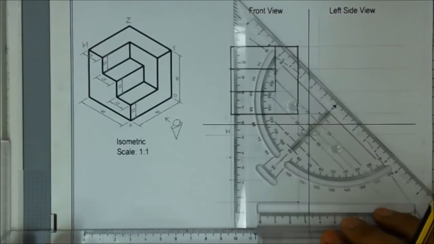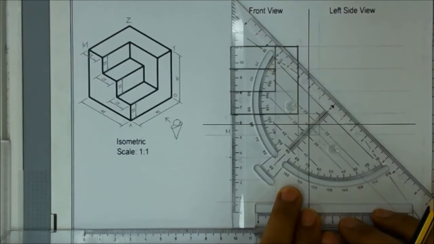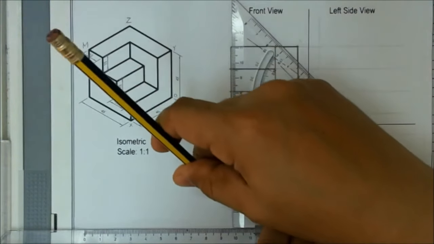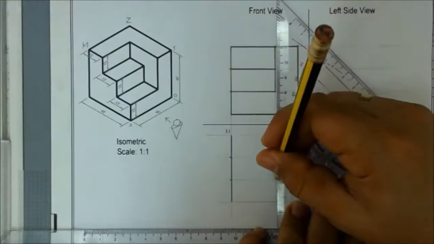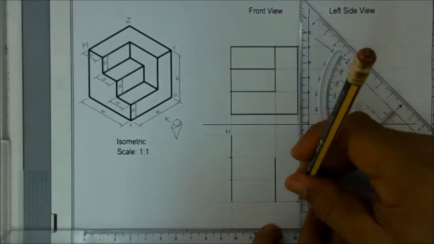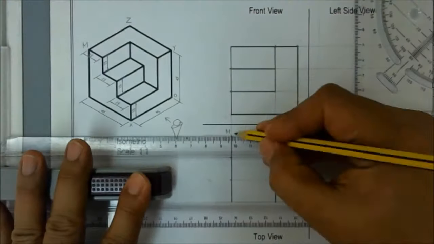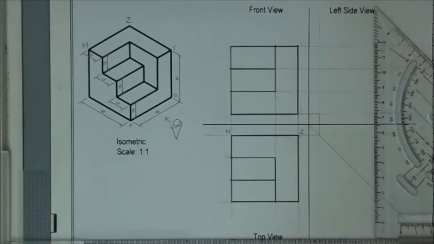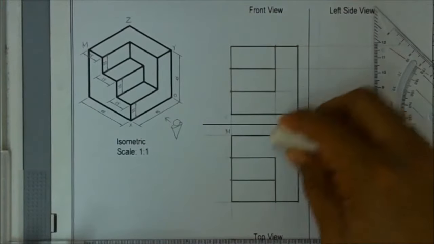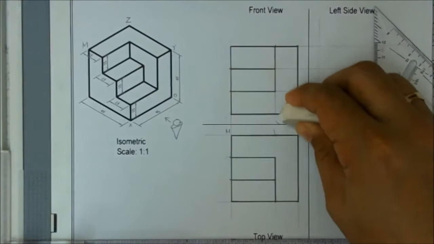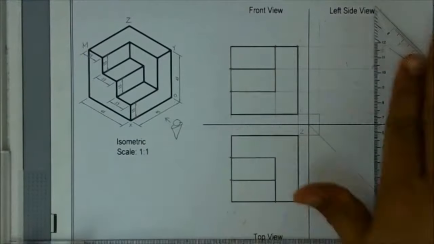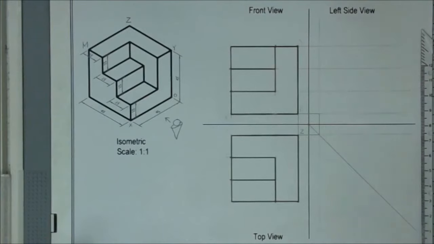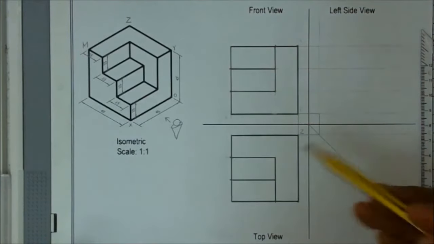It's time for visible lines. And again, let's erase the unnecessary lines right there. There you go. And then we have now our top view.